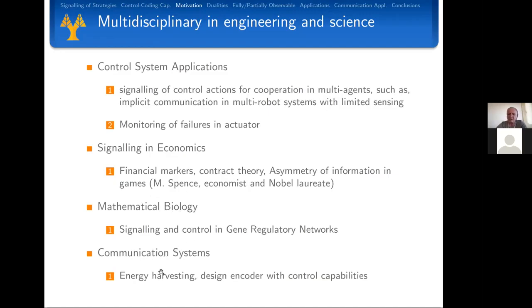Now, this is as far as the control system applications in economics and biology are concerned. What about communication systems? Some recent work is concerned with energy harvesting. Energy harvesting often requires control. You have to control the channel output to have a minimum energy harvest. So this is also part of the problem of control, which means the encoder here has to contain a control part. Of course, under a general framework, one can say, design encoders with control capabilities, whatever that might mean. Let's see what the examples will give us.